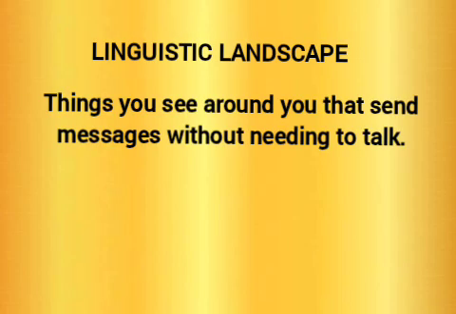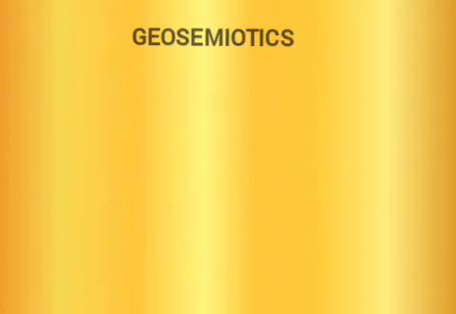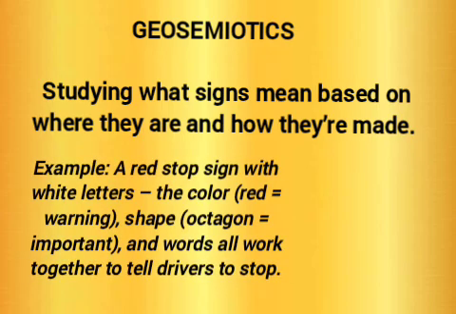Linguistic landscape. Things you see around you that send messages without needing to talk. Example. Street signs that say, one way, billboards for soda, or a cafe's open sign. You understand what they mean just by looking. Geosemiotics. Studying what signs mean based on where they are and how they're made. Example. A red stop sign with white letters. The color, red equals warning, shape, octagon equals important, and words all work together to tell drivers to stop.